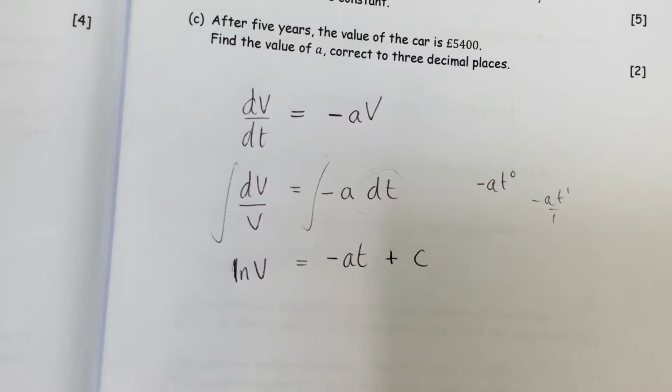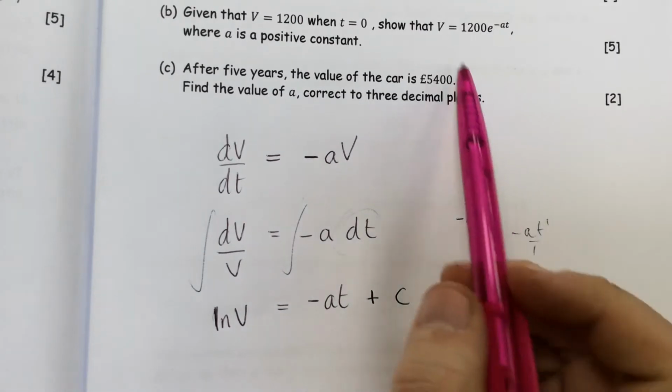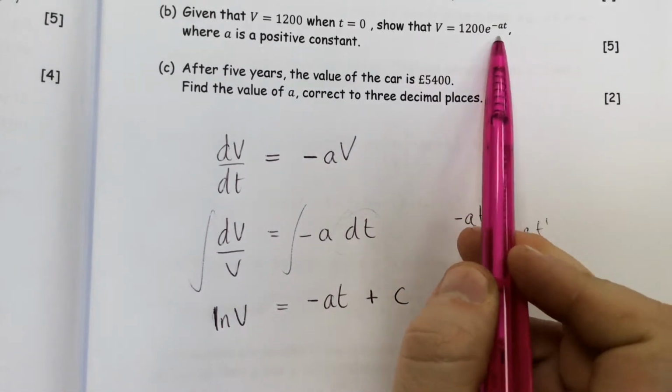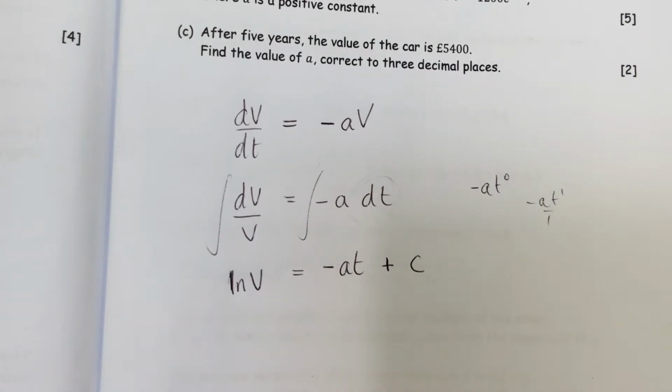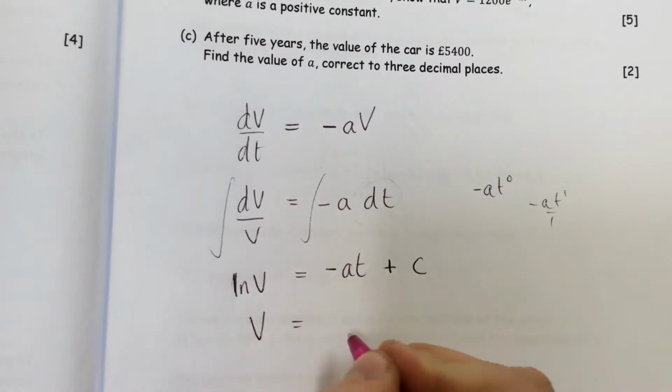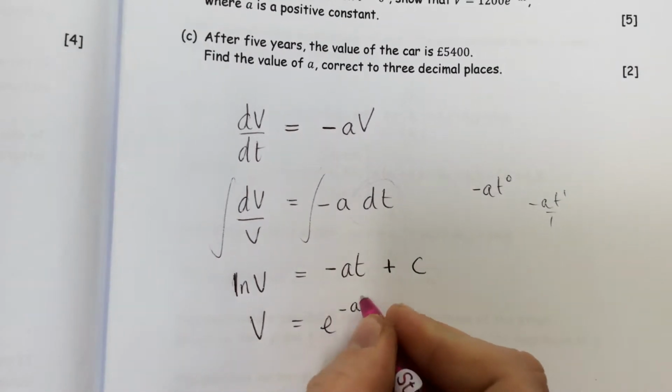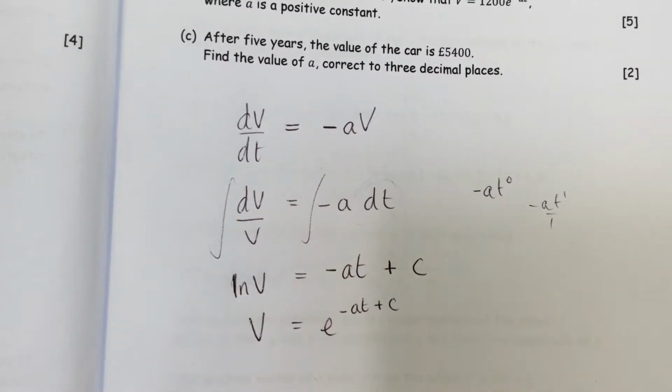Once you've done that, you need to try and make your equation look like the one they want. So they want v equals 1200 e to the power of minus at. They haven't got log of v there, so we need to get rid of the log. What do I do to get rid of the log? So I'm going to use e, so this becomes e to the minus at plus c.